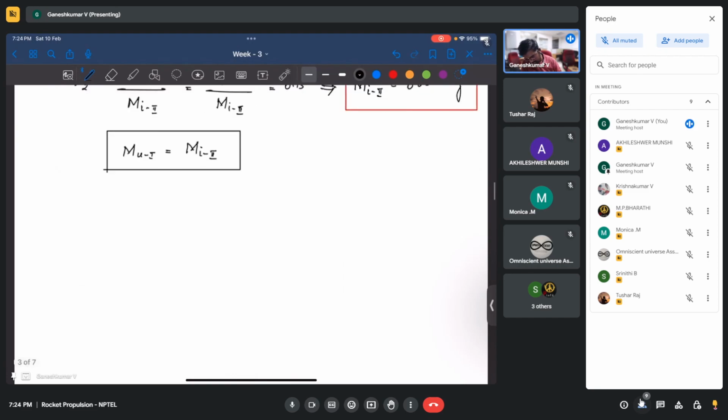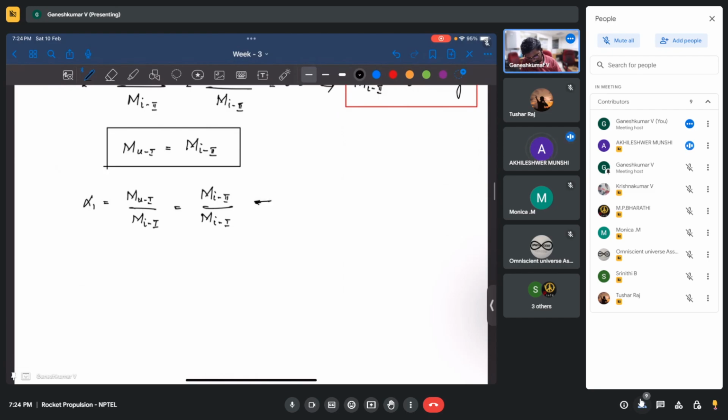So if that is the case, then you can write alpha 1 equal to the initial mass of the second stage divided by the initial mass of the first stage. Okay. So from here, how much are you getting? The initial mass of the first stage is 40 tons, or 40,000 kgs. So now, this is nice.